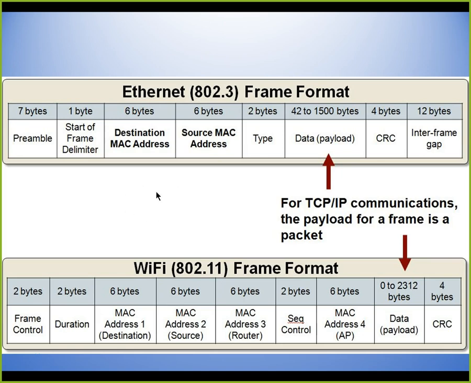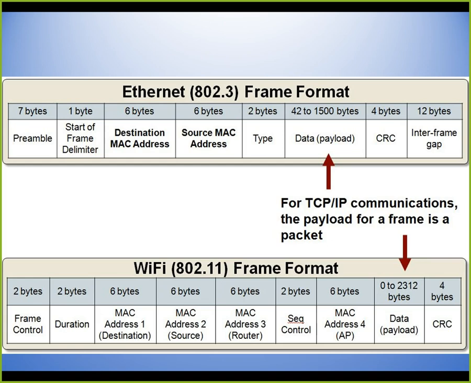And here is the header information. We had the preamble, 7 bytes. It's just a series of 1s and 0s for synchronization. Start frame delimiter. We're starting the frame. We have the destination MAC address, the source MAC address, the type, 2 bytes for the type here.